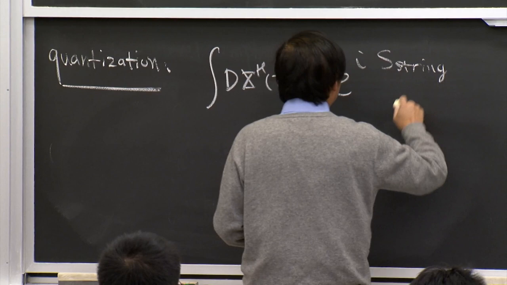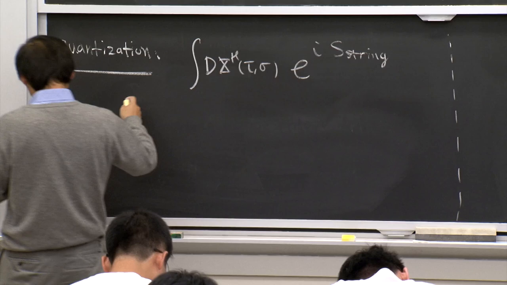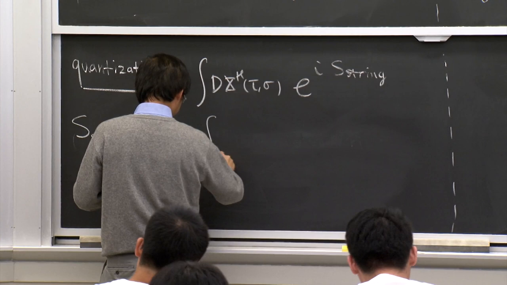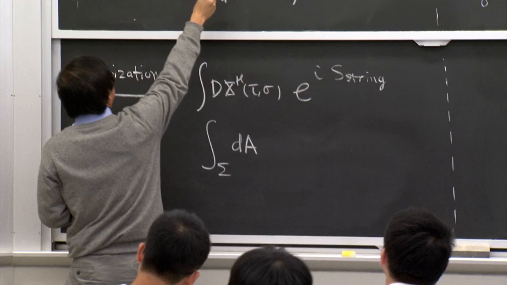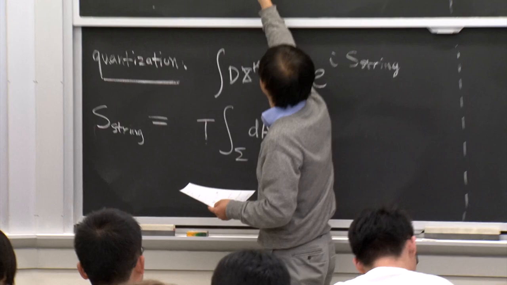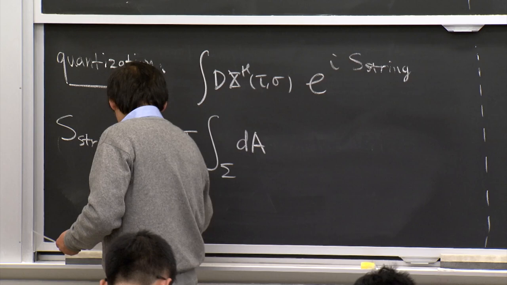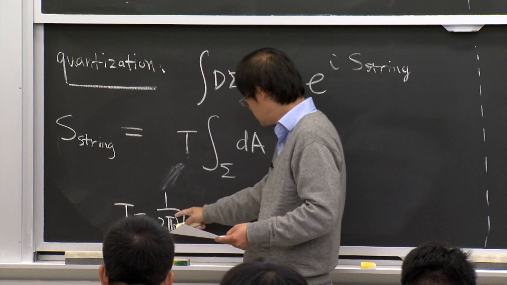So the simplest way to write down the string action is a straightforward generalization of the particle case. You just integrate over its area. So here is just the length of the string, here is the area. So here is the particle mass, and the generalization of the particle mass is the so-called string tension. So T, which is normally written in terms of 2 pi alpha prime, so you introduce a dimensional parameter alpha prime to parameterize this T. And so this is the string tension.